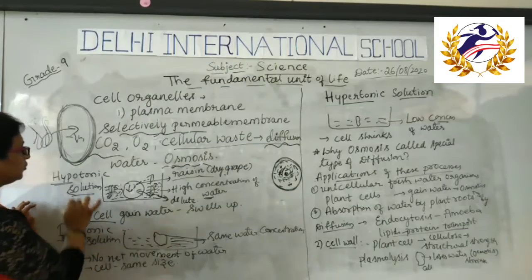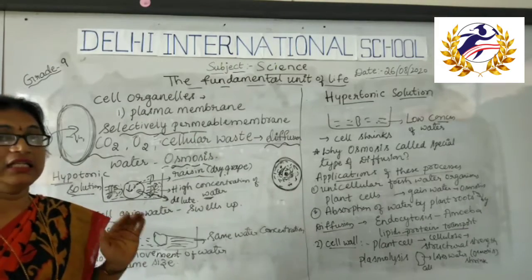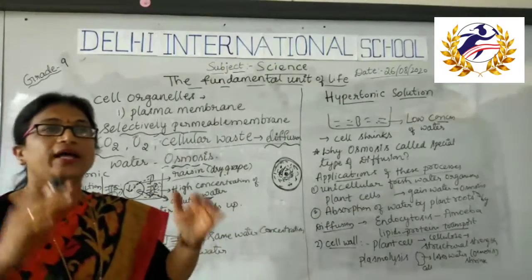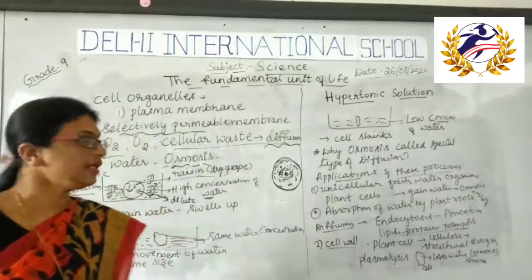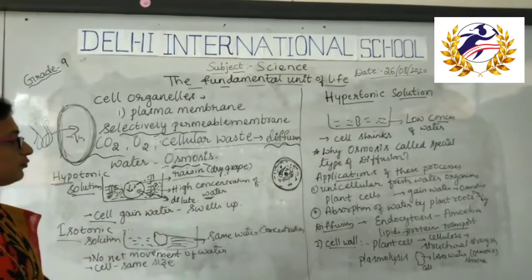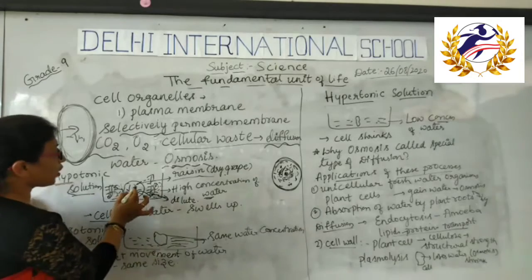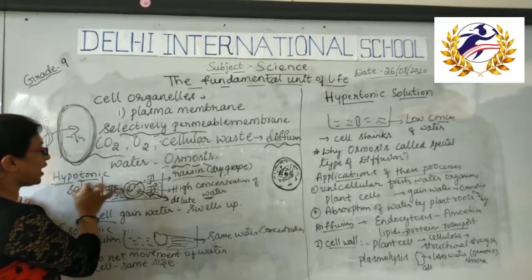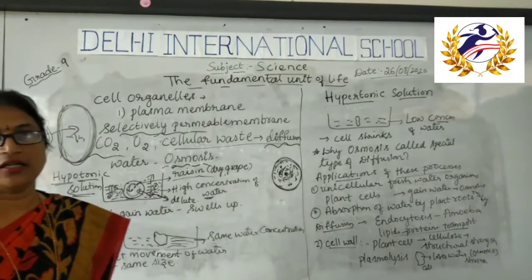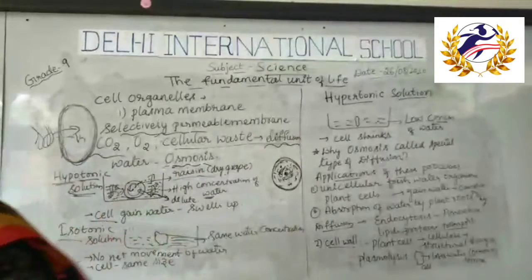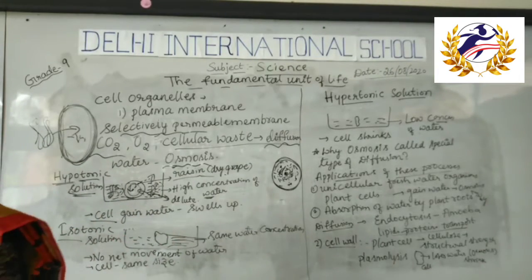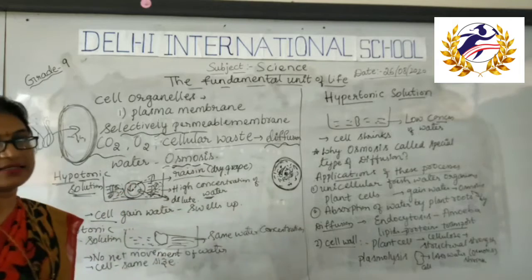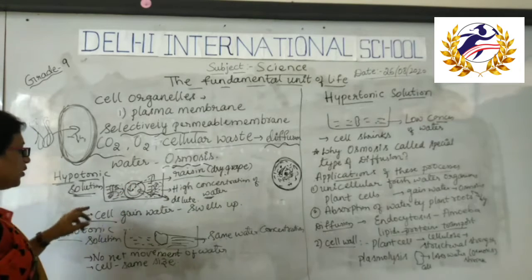So this is the condition of a cell when outside water concentration is more and inside water concentration is less. That's why I took hypotonic solution. That means outside water concentration is more and inside is less. That's why it is called a hypotonic solution.